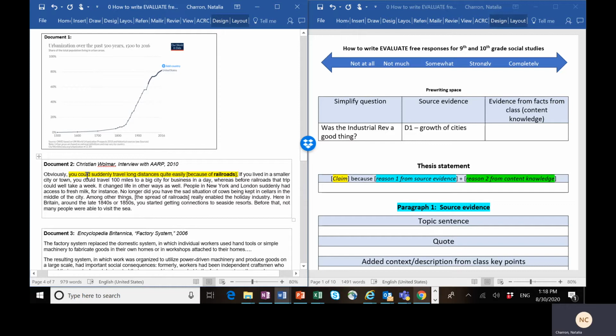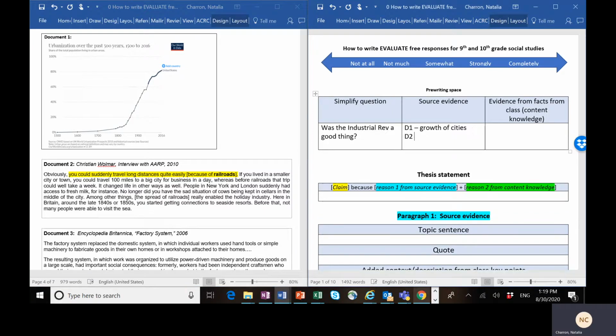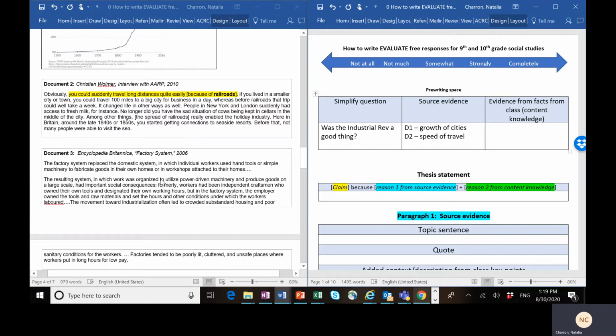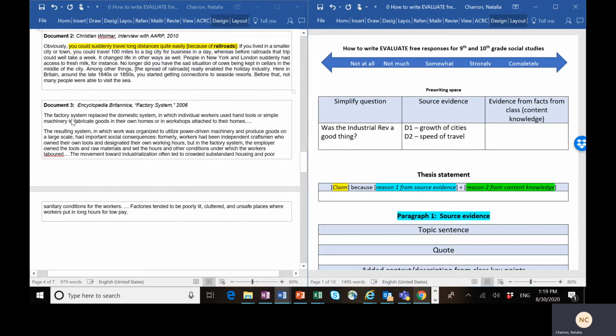And if I know that the Industrial Revolution led to the mechanization of travel, using machines to do work, and that the steam engine led to the creation of railroads, which made travel easier and faster, then this is a source that I could maybe write about. Okay. So document 2, it's about the speed of travel. If I've got enough to write from this, I don't have to look at document 3. If I want to jog my memory a little bit more, then I can keep going.